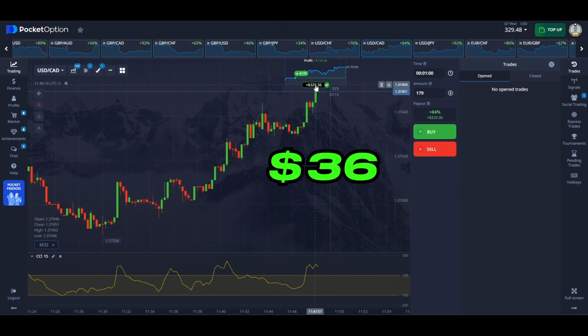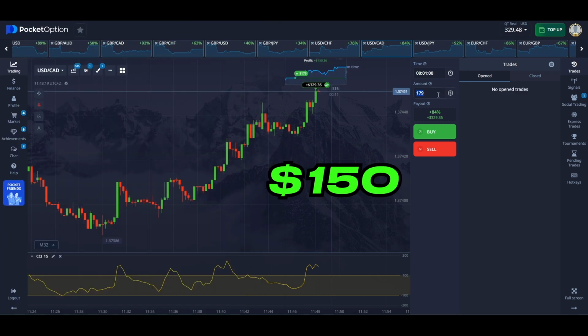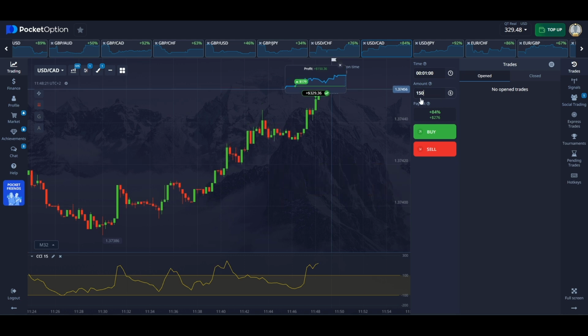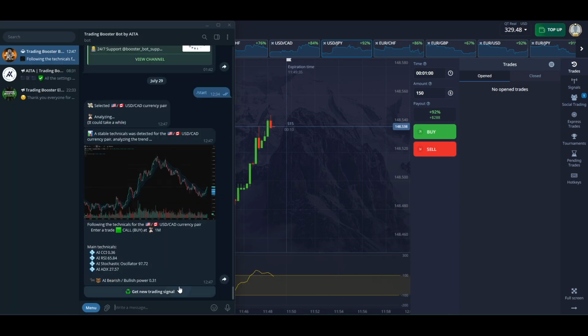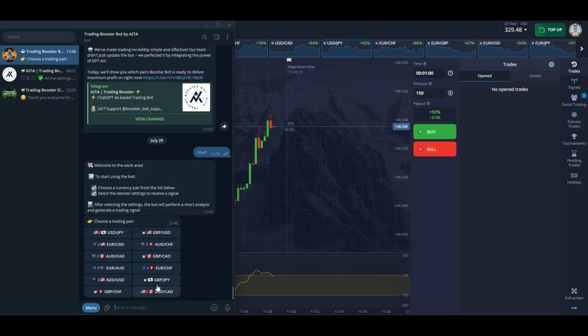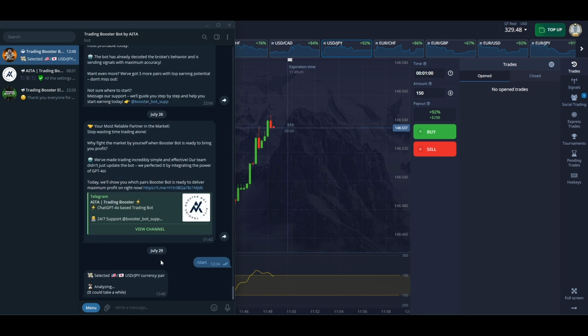Just look at this great movement, plus $150. Let's go for the next trade for exactly the same $150 and open it. I'm choosing the US dollar to Japanese yen currency pair. The price is right on the edge here, but let's see what the booster bot tells us now. Here's another very interesting point.